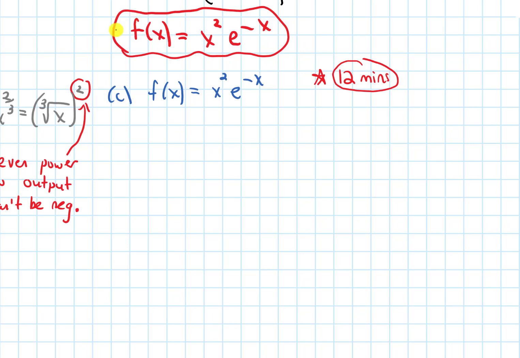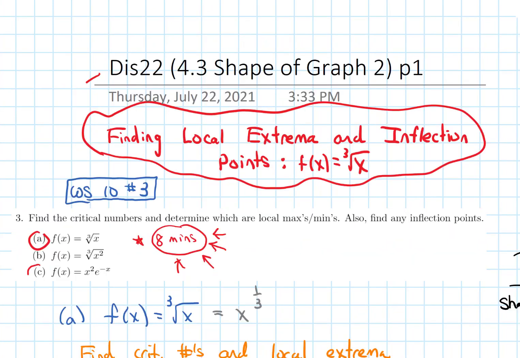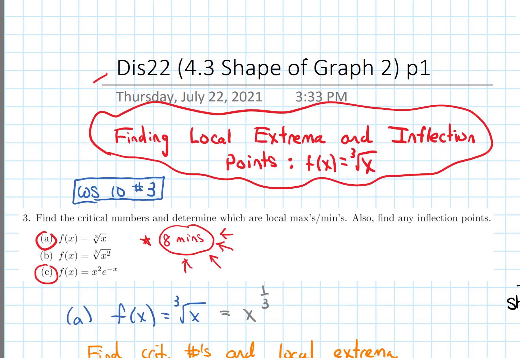In this discussion video, we will do another example where we find where a function has its critical numbers and its local extreme points and its inflection points. So the function is x squared e to the negative x. This problem is coming from part C of this worksheet problem, number 3 from worksheet 10, where we want to find the critical numbers, determine which of them are local maxes and local mins, and find any inflection points.